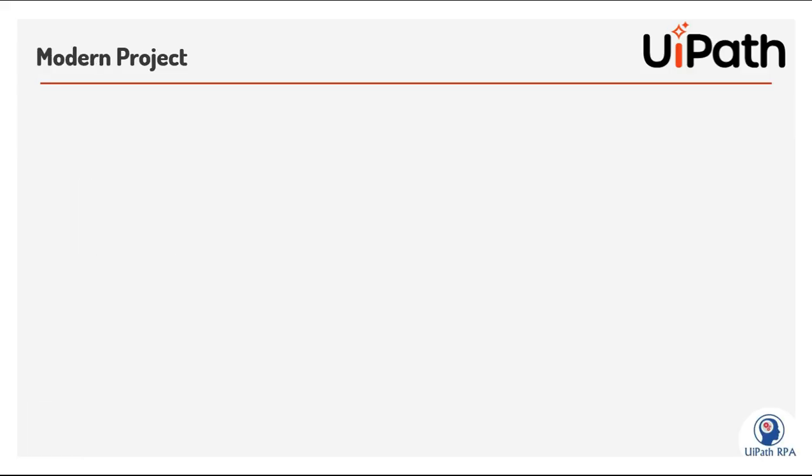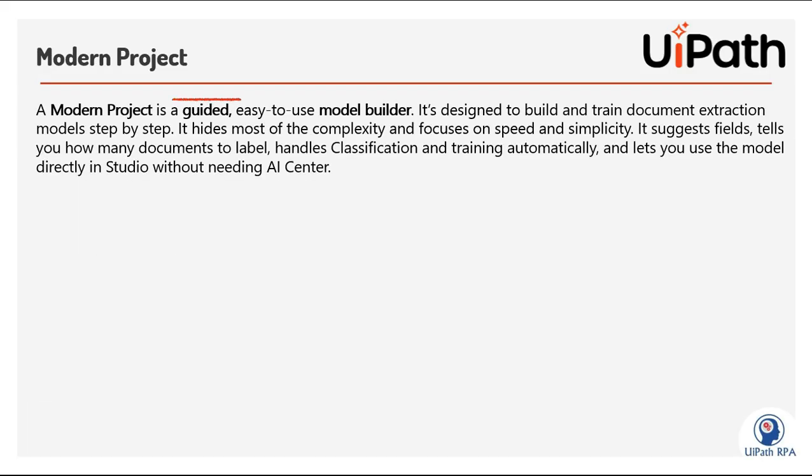Now, modern project. A modern project is a guided, easy to use model builder. It is designed to build and train document extraction models step by step. It hides most of the complexity and focuses on speed and simplicity. It suggests fields and tells you how many documents to label, handles classifications and training automatically, and lets you use the model directly in Studio without needing AI Center. And to access modern project, you don't need AI Center.